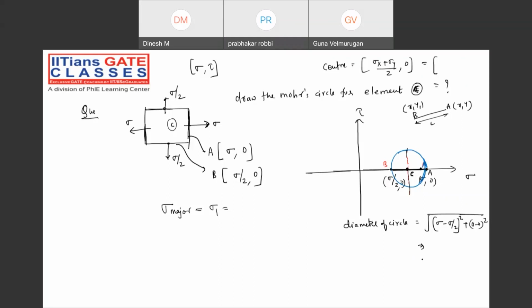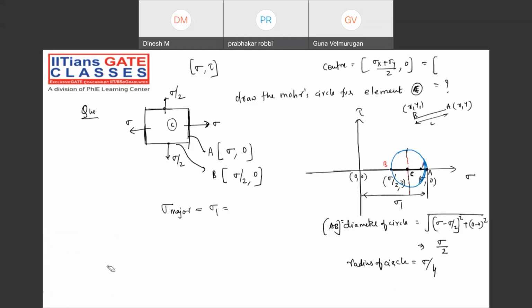Perfect. Now, sigma minus sigma by 2 whole square. From there, what can you calculate? Sigma by 2. That is the diameter of the circle, the AB distance, you got it. But if I ask you the radius of the circle, what will be the answer? Sigma by 4. So what is the major principal stress? Major principal stress will be this one, from 0, 0 till the point A.